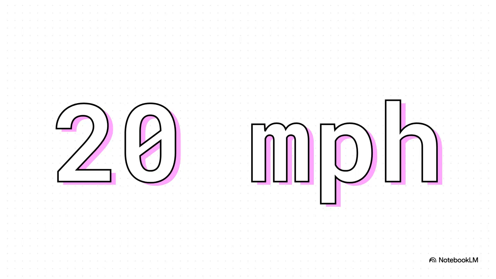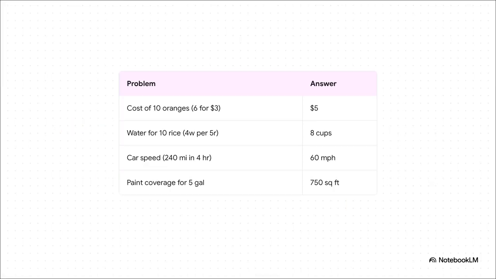See? You're a natural. Here are a few more to play with. You can pause and try to solve them yourself, but check out the variety here. We're using the exact same skills to figure out the price of oranges and how many gallons of paint you need for a room. It's the same superpower, just wearing a different costume.